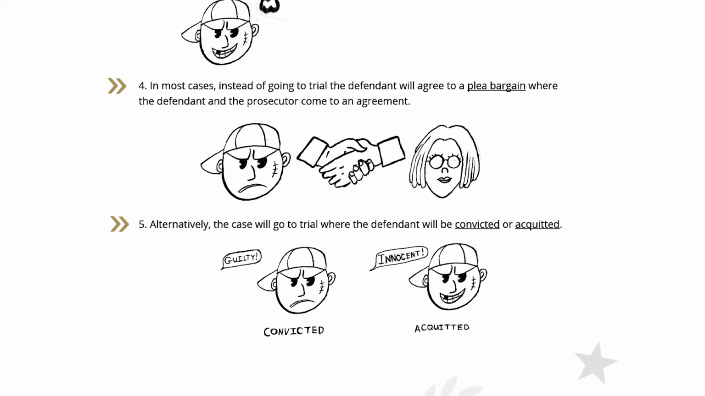In most cases, instead of going to trial, the defendant will agree to a plea bargain where the defendant and the prosecutor come to an agreement. This is the typical way that most criminal cases resolve. I think something like 95% of cases are settled with a plea bargain. Alternatively, the case will go to trial where the defendant will either be convicted, so found guilty, or acquitted, so basically found innocent of the crime. So that's just a general overview of how the criminal justice system works. Hopefully this helps you as you come across this vocabulary in your criminal law class and in this pre-law course.